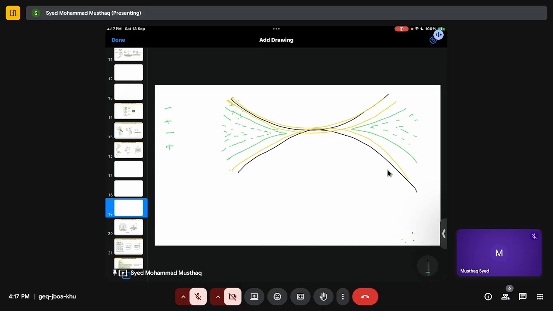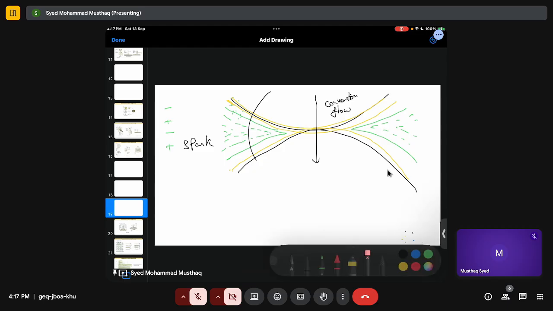So once you have charge, what happens? My current will flow through here also. How? In the form of a spark, just like thunder, right? So I have conventional flow of current here. Here it's not conventional flow, it is breakdown voltage.